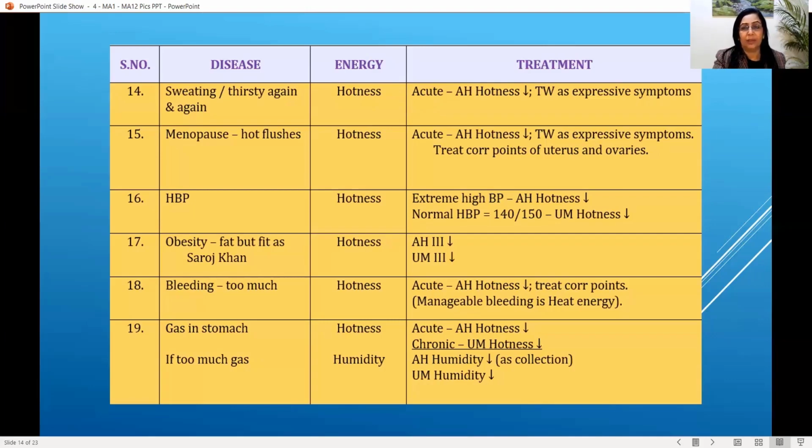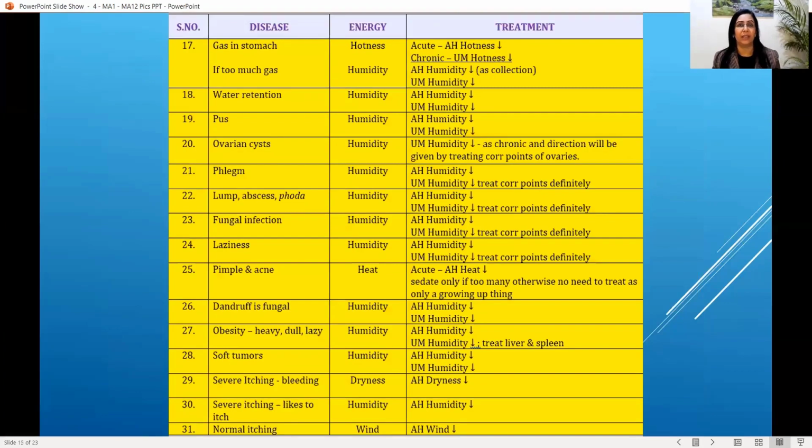Okay. So this is that. Now, next is humidity sedation. So in this, I've already explained that if there is too much gas, you do humidity sedation.